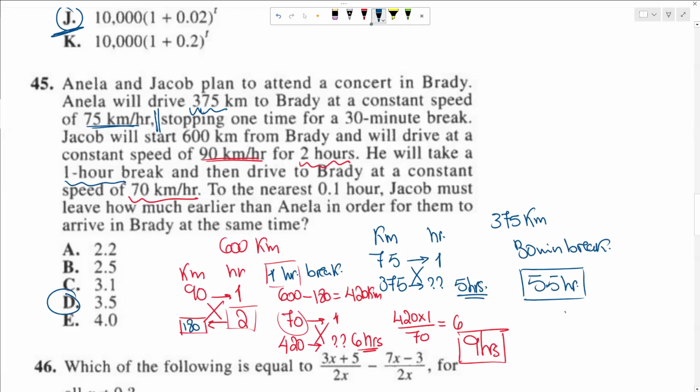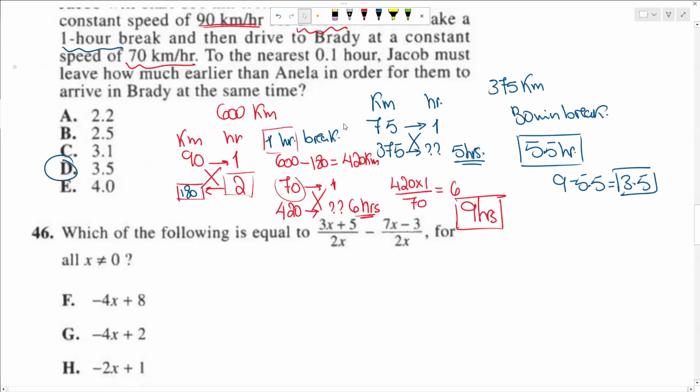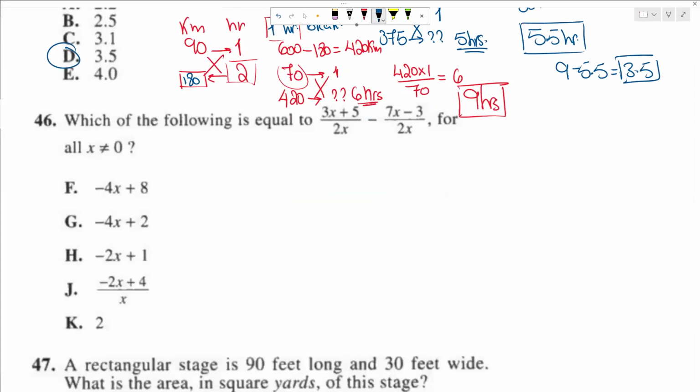Perfect. Very good. So organizing the givens will always make sense, and cross multiplying will get everything almost done.